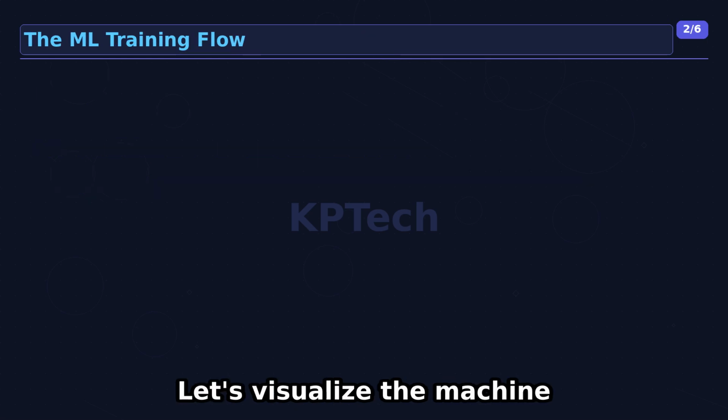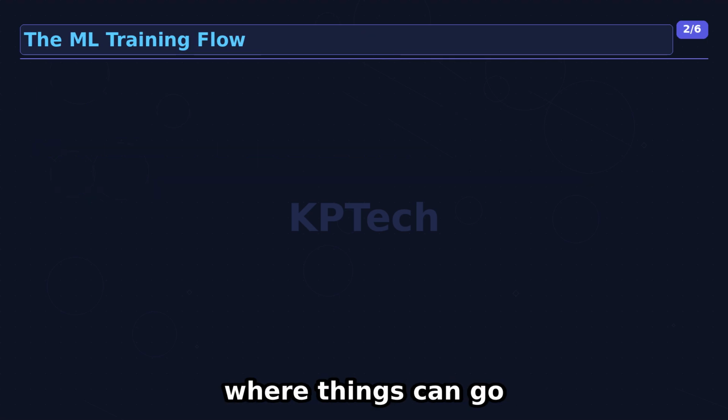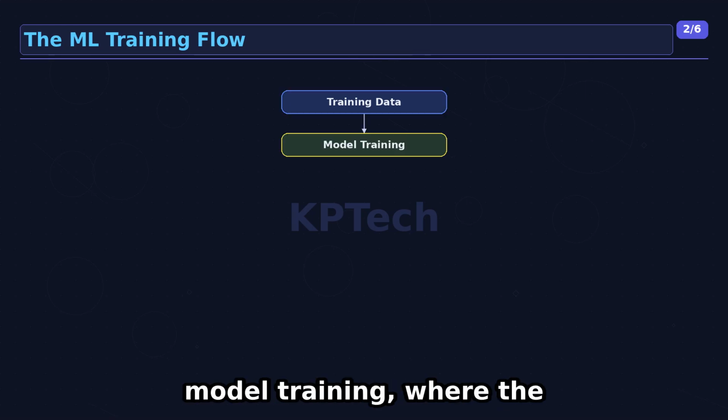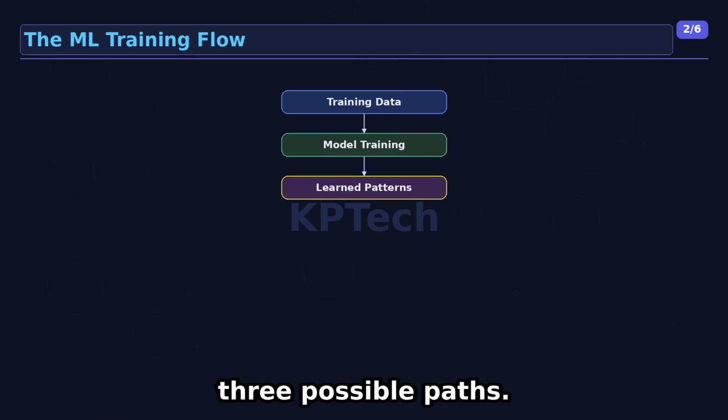Let's visualize the machine learning training flow and where things can go wrong. We start with training data that flows into model training, where the model tries to learn patterns. From there, we have three possible paths.